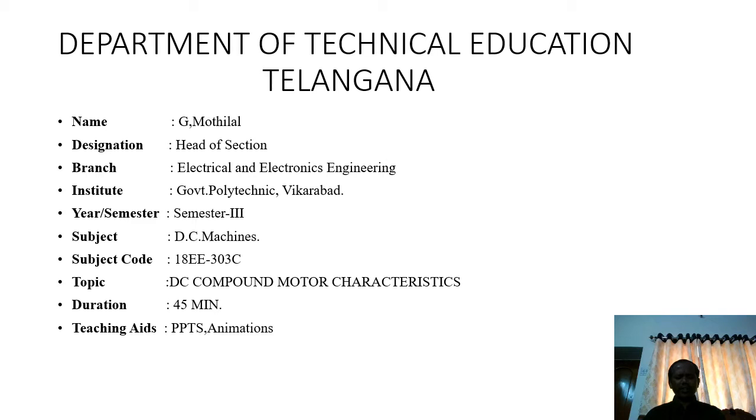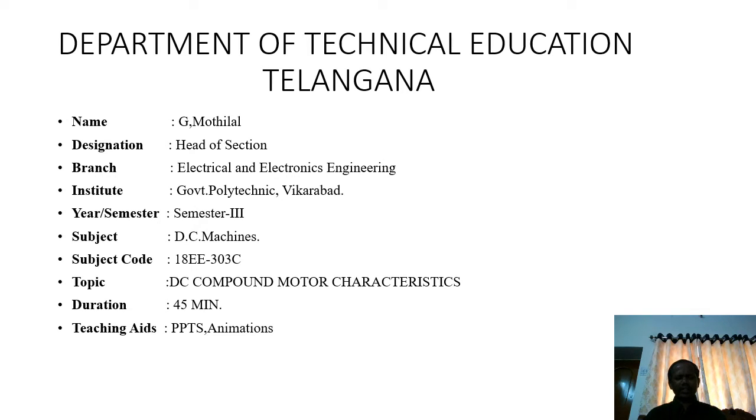And the equation for this: EB, the back EMF induced in the motor, is equal to V minus IaRa. When we observe the circuit diagram of the DC shunt motor, the load current is divided: IL is equal to Ia plus Ish. When calculating the armature current, you subtract the shunt field current: Ia is equal to IL minus Ish.